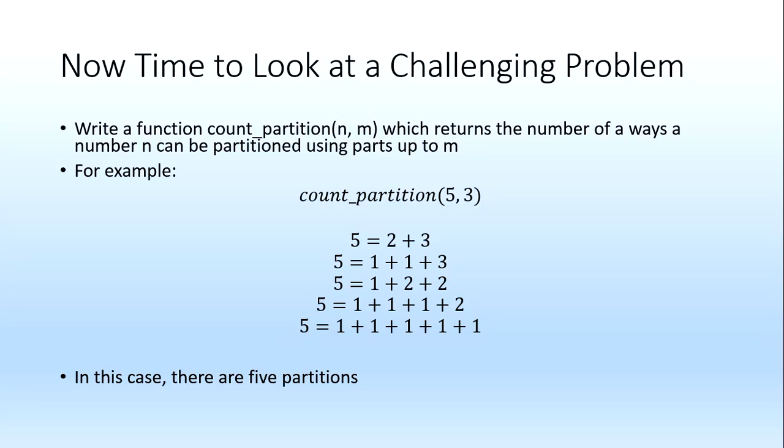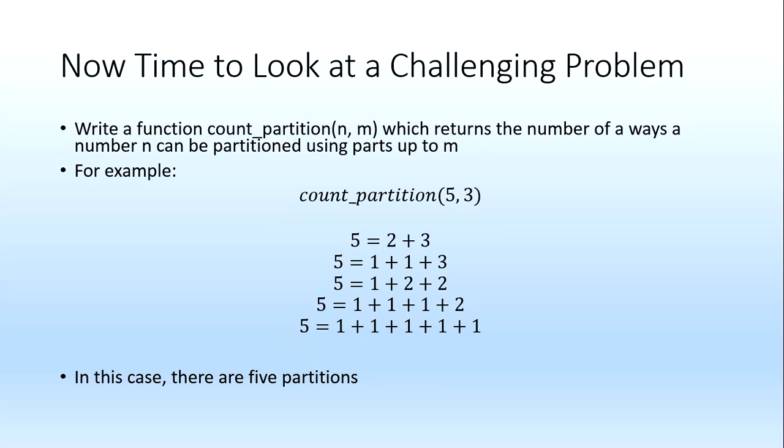So what we have to do in this problem is write a function, count partition, that takes in two arguments, n and m, which are both non-negative integers, and it returns the number of ways a number n can be partitioned using parts up to m.